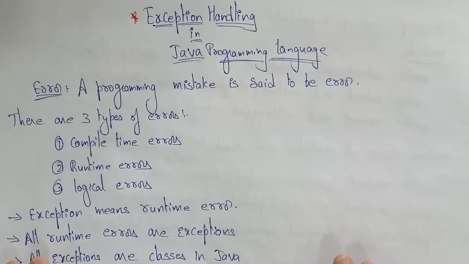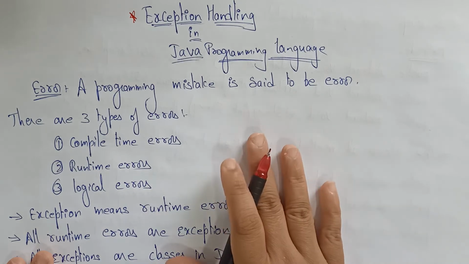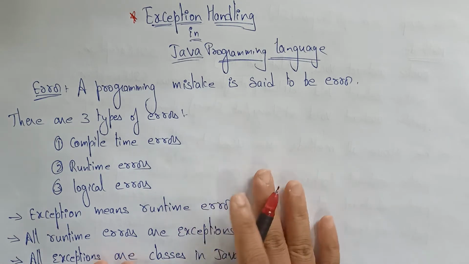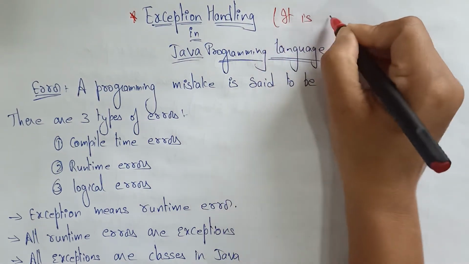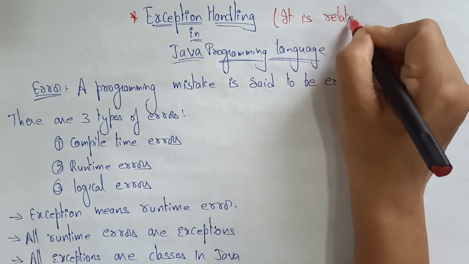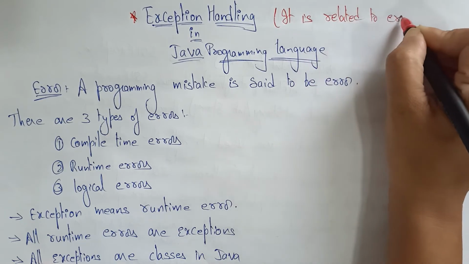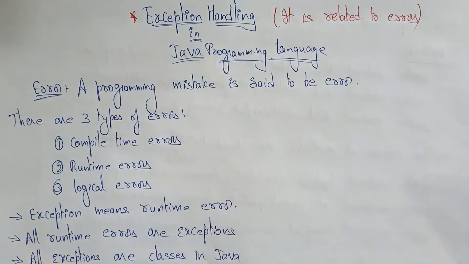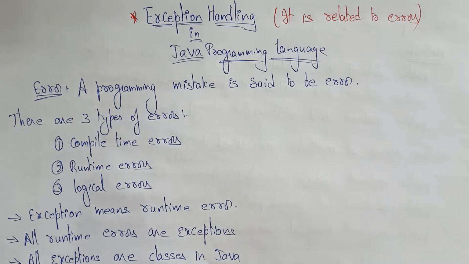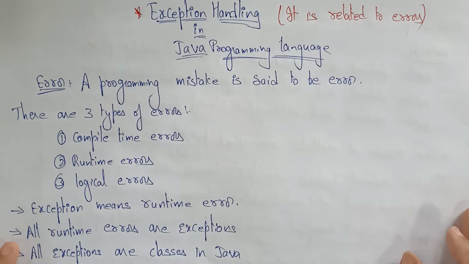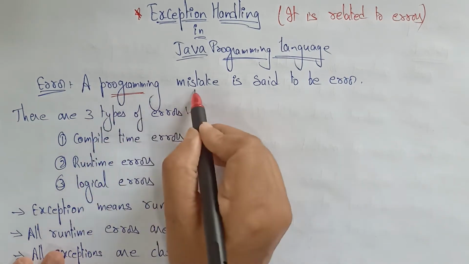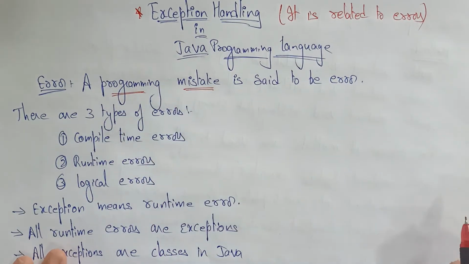Okay, so now try to understand what this exception handling is. Actually, exception handling is related to errors. So we know what an error is. First of all, an error is a programming mistake. We call it a programming mistake.